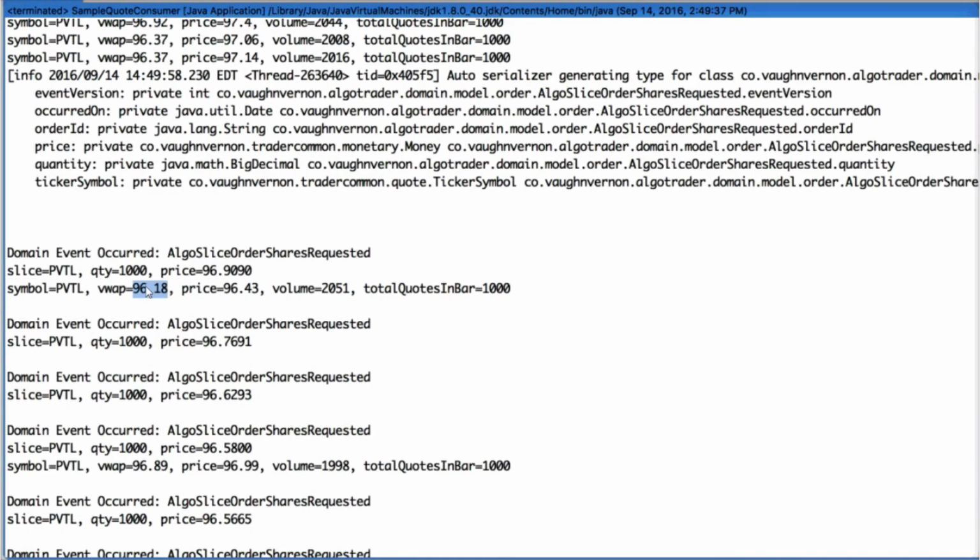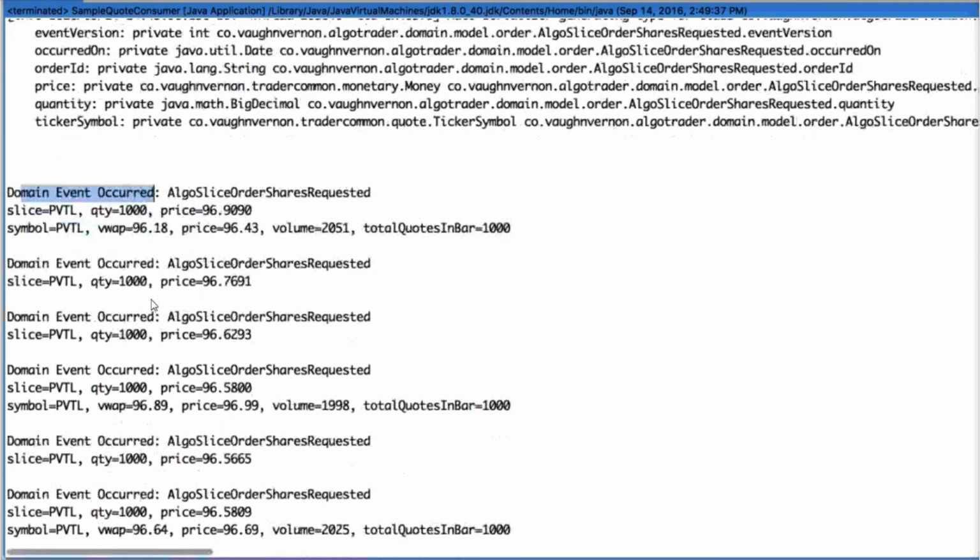And so when the VWAP price is below our target price, you can see that a domain event was sounded. A domain event occurred called the algorithmic slice order shares requested. And there were 1,000 shares requested. And the trading engine intercepted that domain event. And so we're communicating across the bounded context. Our trading continued.